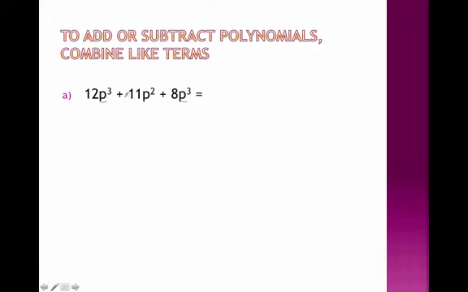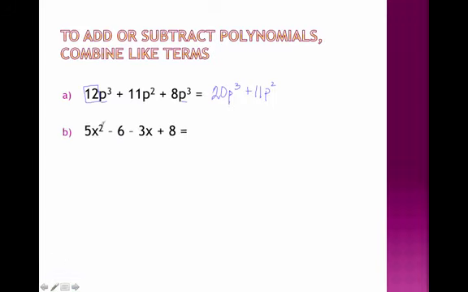This is adding. Adding or subtracting, I can only use like terms, which means they have the same base and the same exponent. Remember that my coefficient is what I'm going to be adding. My coefficient is this number in front of the variable. So I've got a 12p cubed and an 8p cubed that can be combined. So I've got 20p cubed, and then I've got 11p squared all by itself because I don't have anything I can combine with it.